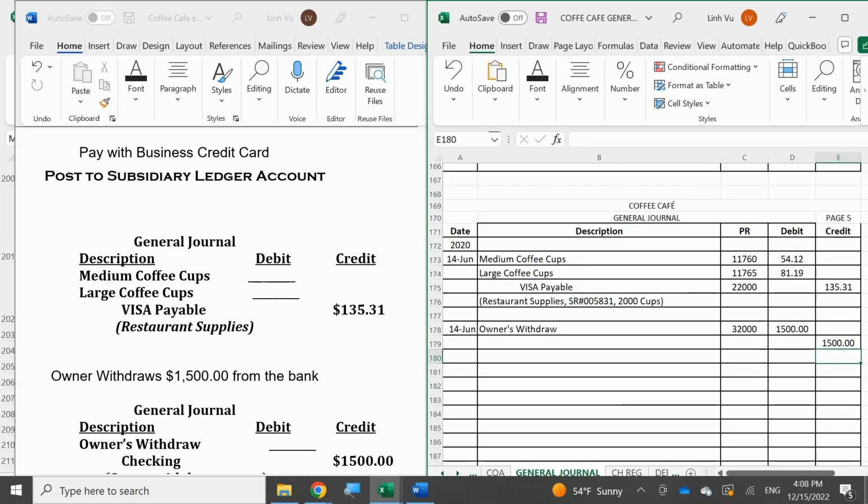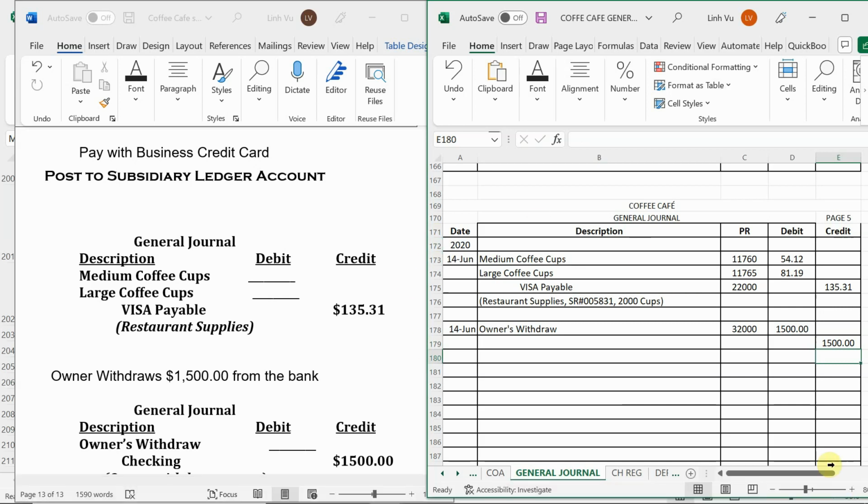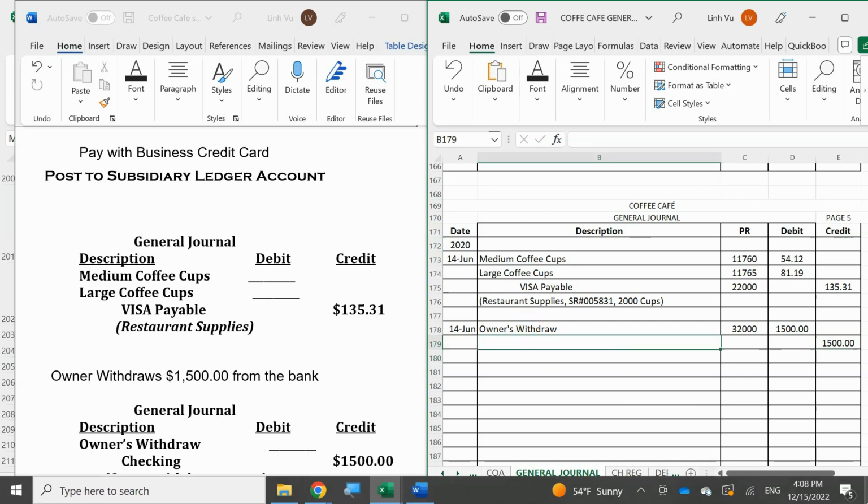Well, it says here that he withdrew the money from the bank, right? So in this case, he took the money from the checking account. Now, what is the most proper thing that you should do to ensure that he's not embezzling his own company, right? What is the most proper way to do this?